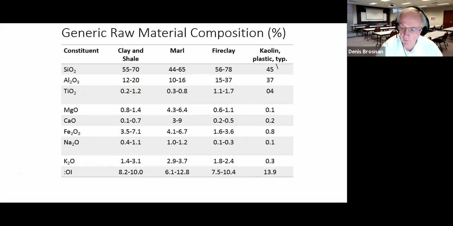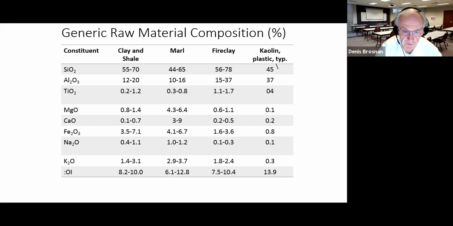Here's some overall compositions of some brick products. If you look at the alumina and silica, the alumina content of most bricks made from clay and shale is in the range 12 to 20%. Balance is mostly silica. This is the overall silica in the composition. Silica can be present in the vitreous phase and in quartz that makes its way through the firing process.